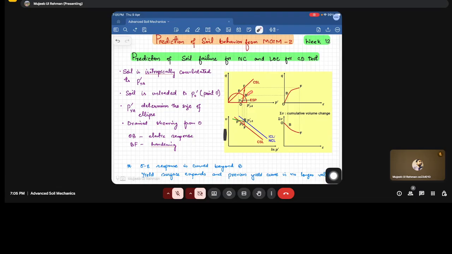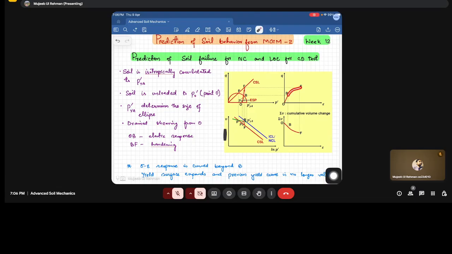After B, there will be a yielding of the soil to reach the critical state. Fine. So when we say that it will reach the critical state by yielding, we know that this point B will reach the critical state at F. There will be a plastic response corresponding to this, which will result in the hardening of the soil. So the soil will start to harden till it reaches the critical state.